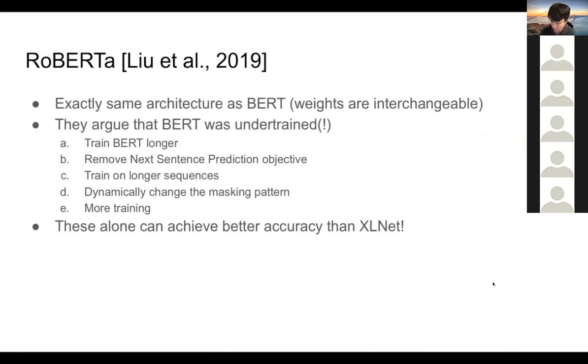RoBERTa was actually a very impactful work in that it uses the same architecture as BERT, but only changed some training environment. So the good thing is that the RoBERTa weights are interchangeable with BERT. You can just copy and paste into the original BERT architecture. But what they did differently was that they trained BERT longer. They removed one of the auxiliary tasks, which is next sentence prediction. They said that this is useless. And it makes sense now because people think that training for really easy tasks doesn't help anything, especially during pre-training.